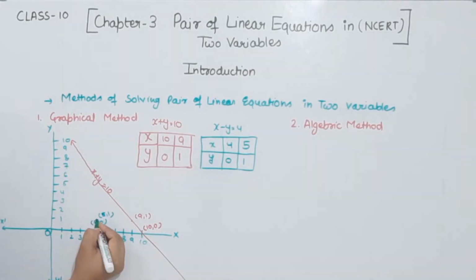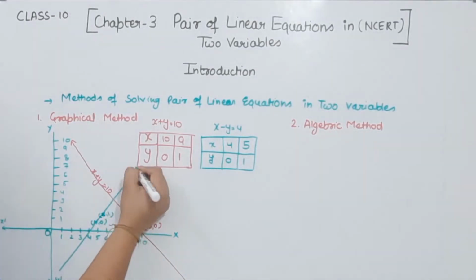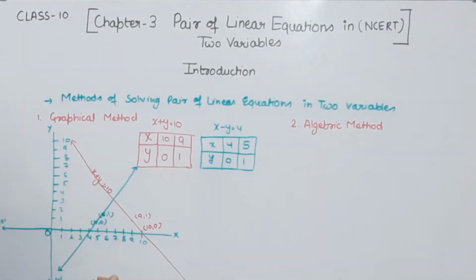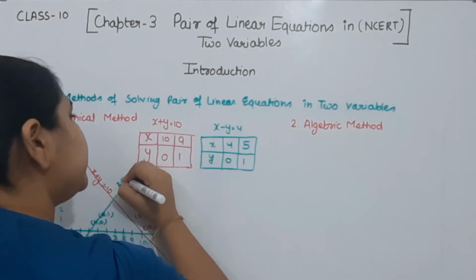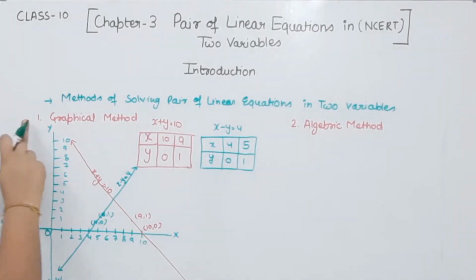Now we will join this one. This one we have here. I'm going to extend this one. So this one is x minus y is equal to 4. Now this is the point where both of them are intersecting each other. So now the question arises: the first method we have is the graphical method.